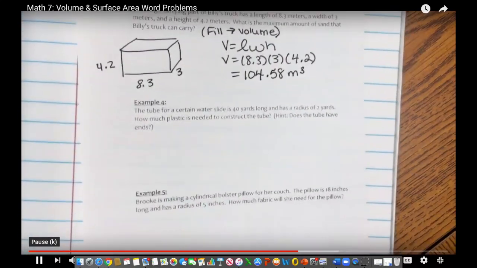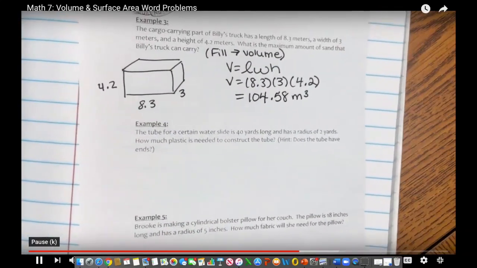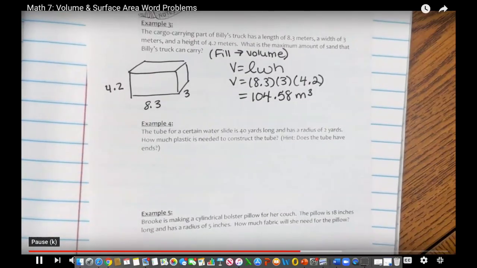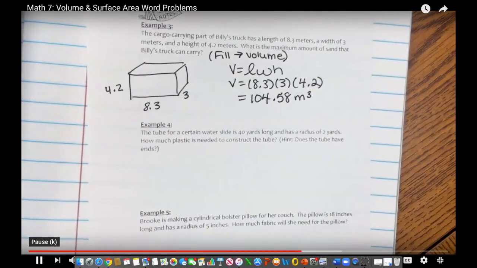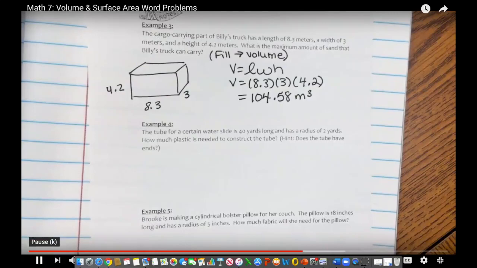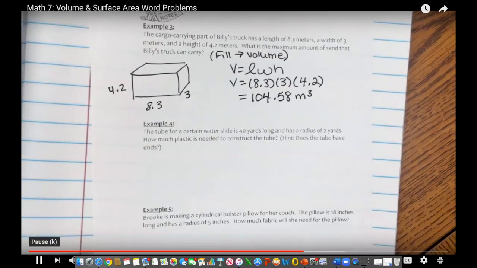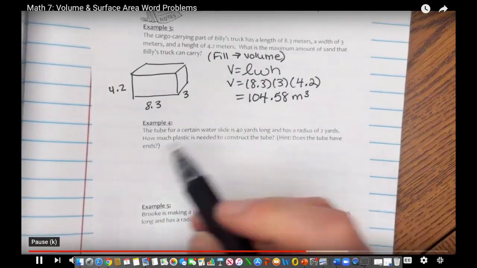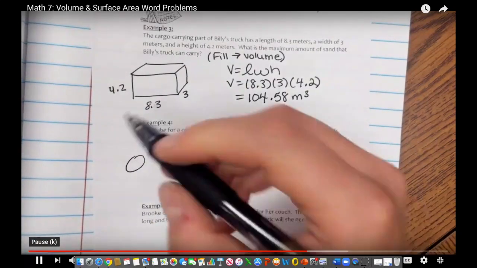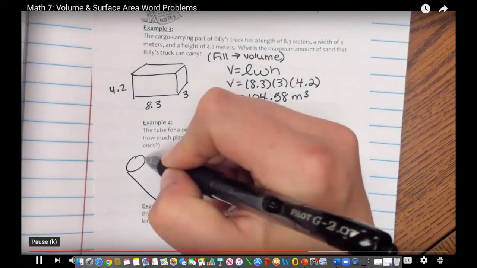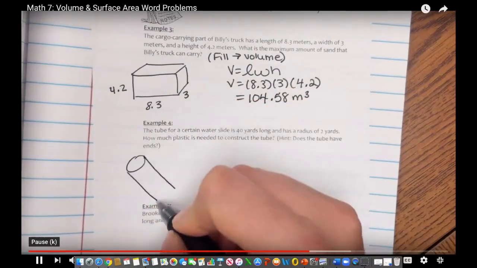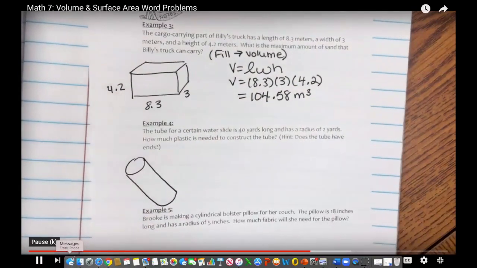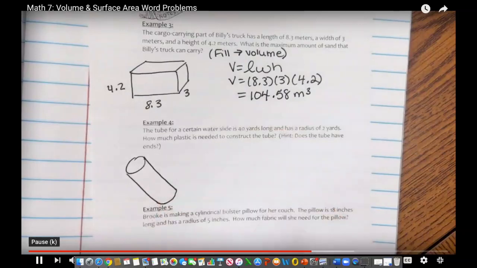All right, example 4. The tube for a certain water slide is 40 yards long and has a radius of 2 yards. How much plastic is needed to construct a tube? Hint, does the tube have ends? So I'm thinking about a water slide, and it's a tube. A tube is a cylinder. So I have this tube that forms a water slide here, and I kind of drew it at an angle. You think about coming in at the top and sliding down the tube.